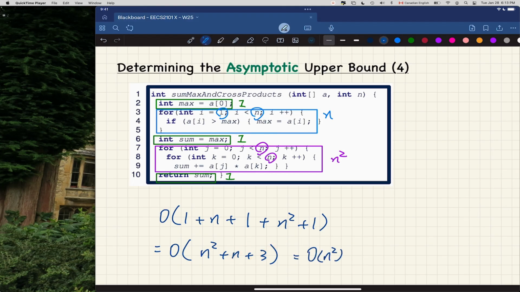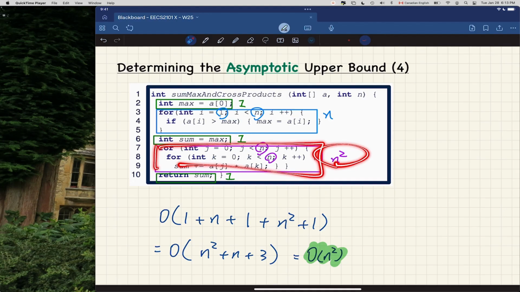What this tells us is the part of the algorithm that has the highest power is going to dominate the running time. That's another way to see it. Of course, this one here is the most expensive part of the algorithm, so it's going to dominate asymptotically. Alrighty. Final problem.